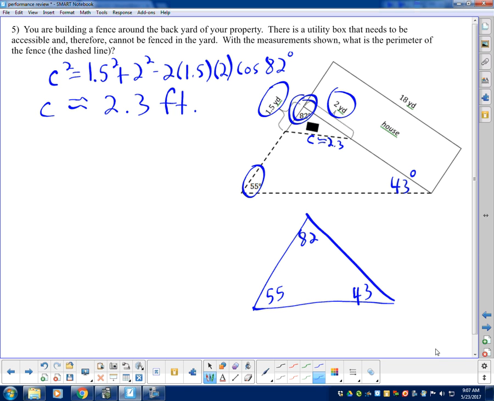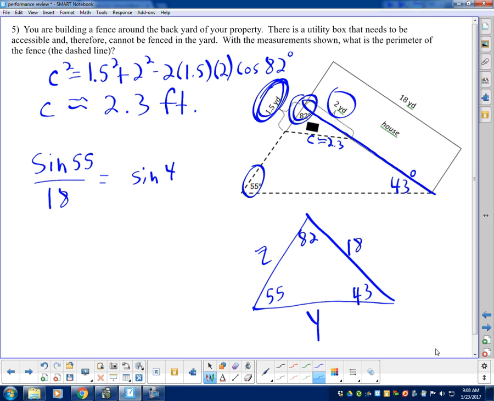I need to find on here, we know this piece over here, from here to here, is the 18. So I need to find, let's call this, I don't know, Z, and this could be Y. So I need to find Z and Y, and then once I find Z, I've got to subtract 1.5 from it because of this 1.5 yard gap there that we're going to leave to get in to access that utility box. So law of sines comes into play here. We have sine 55 over 18 equals sine 43 over Z. And that I can use to find Z.